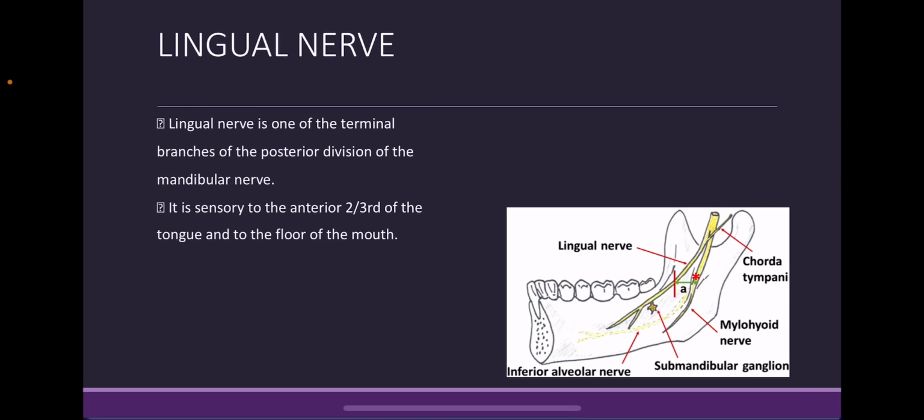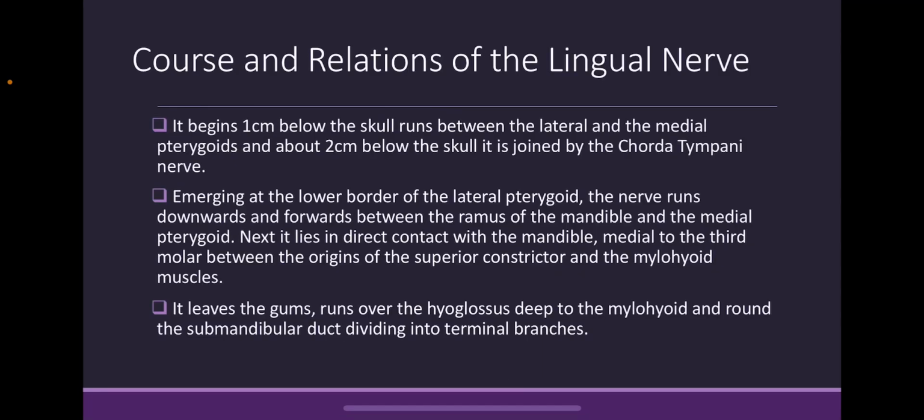It supplies the anterior two-thirds of the tongue and the floor of the mouth. Course and relation of the lingual nerve. It begins 1 centimeter below the skull, runs between the lateral and the medial pterygoids, and about 2 centimeters below the skull is joined by the chorda tympani nerve.